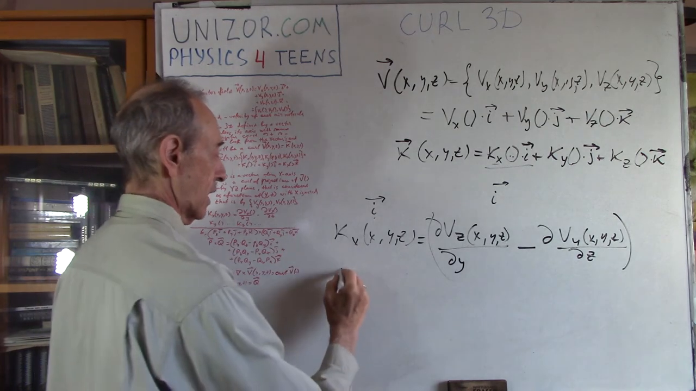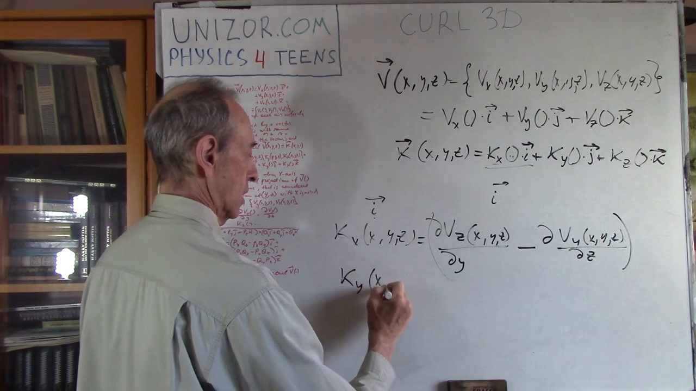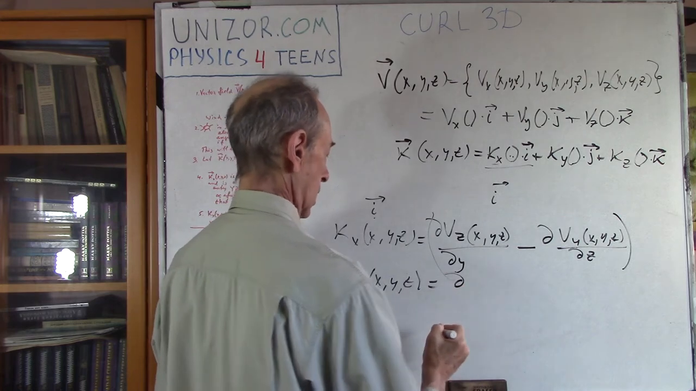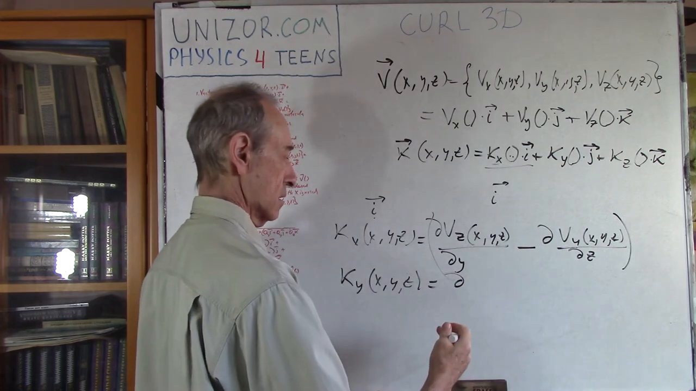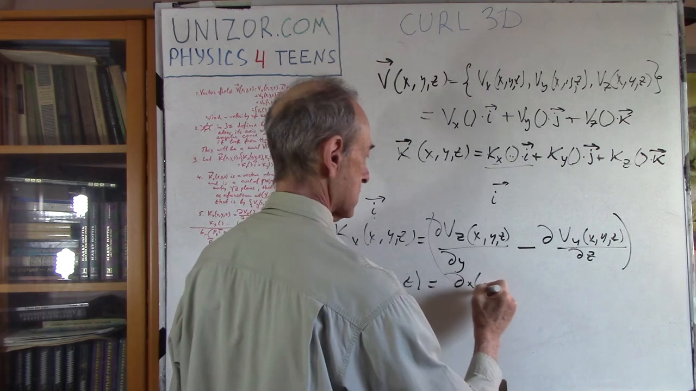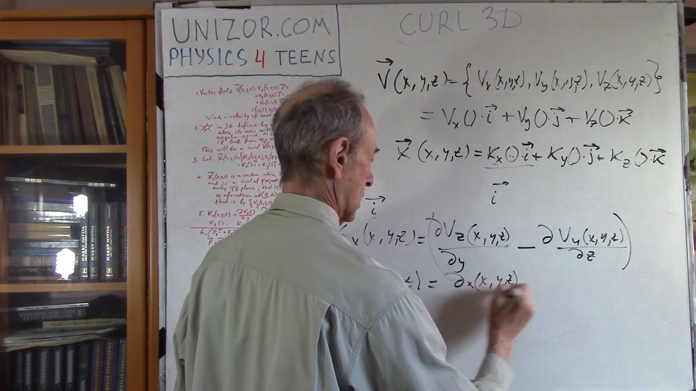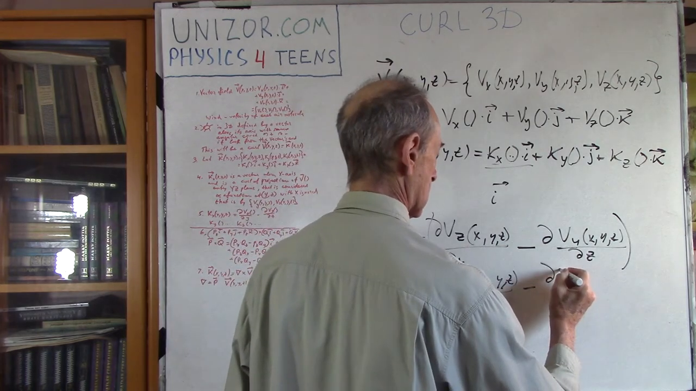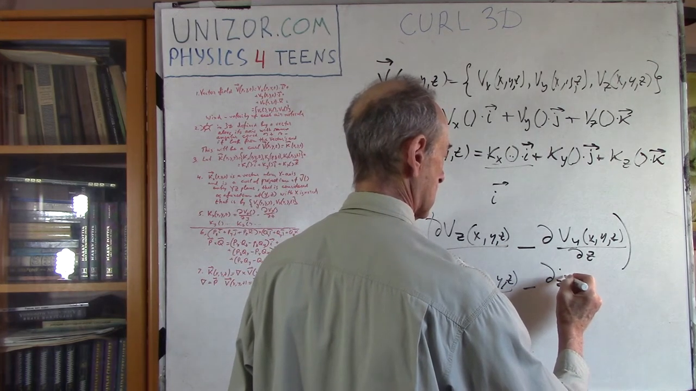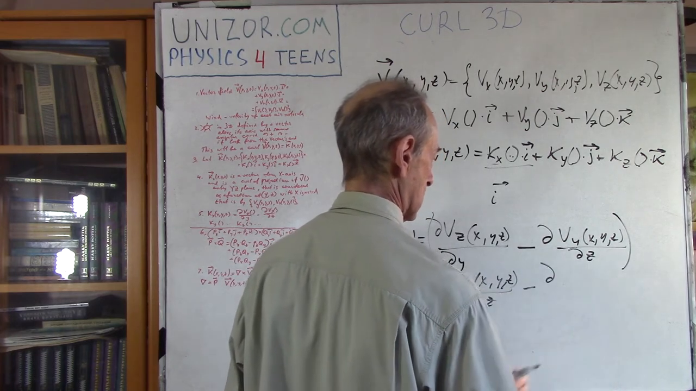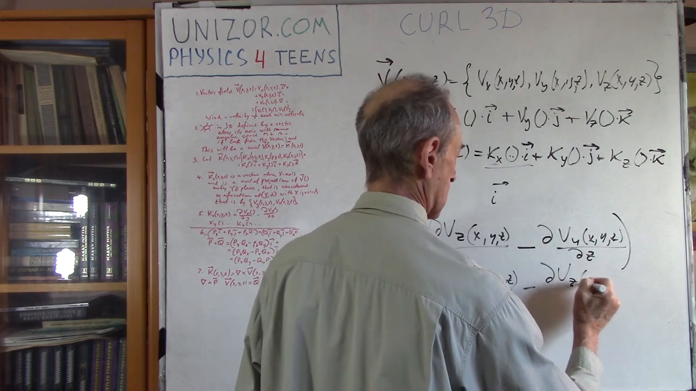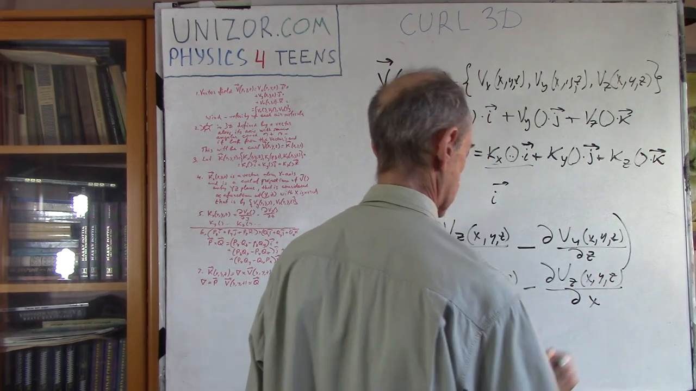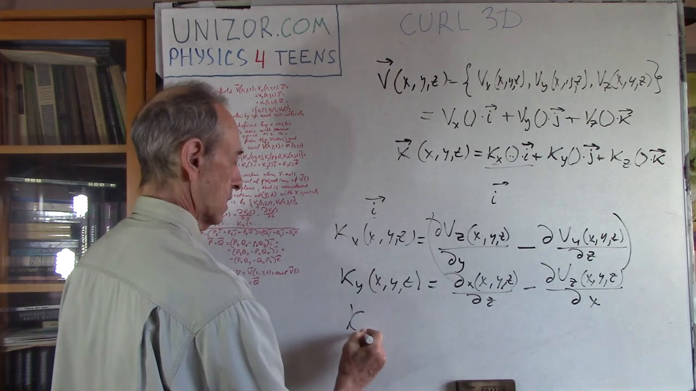Absolutely similarly, we have ky equals the derivative of vx of x, y, z by dz minus the derivative of vz of x, y, z by dx. So it's the xz plane, right?